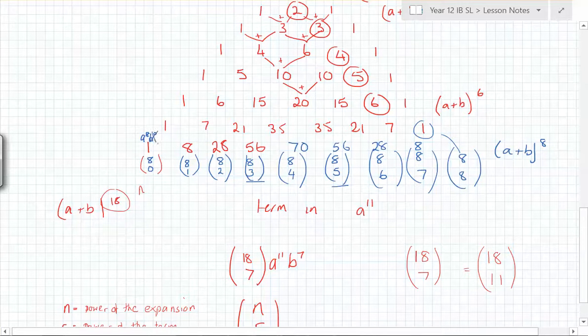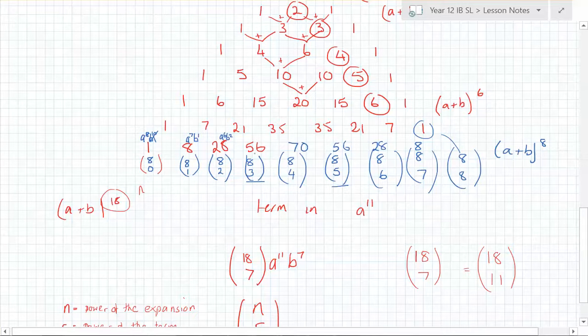So that will be a to the power of 8, b to the power of 0. We don't ever write that, do we? Okay? It will be 8, a to the power of 7, b to the power of 1. It will be 28, a to the power of 6, b to the power of 2. So it's top number minus bottom number. 8 minus 2.